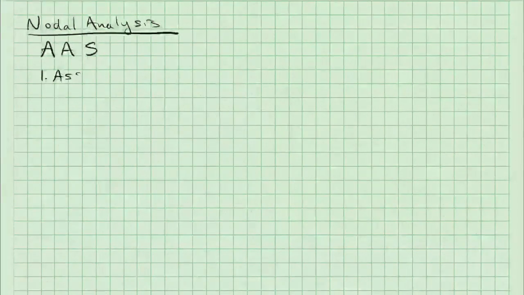In this video, I'm going to cover two examples for nodal analysis. Before we do those examples, I want to remind you of the steps that we use for nodal analysis. We remember them using the acronym AAS. The first A stands for Assign Node Voltages.